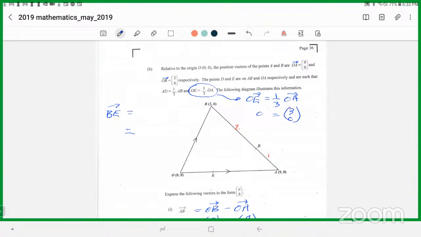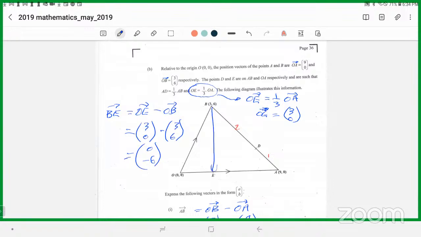So because I know OE, and I also know OB, because I know OB right here, I can use OE minus OB this time. O times the last minus O times the first, which becomes 3, 0 minus, and then the OB is 3, 6, which then becomes 0, -6, as I said. Comes straight down here, so -6. Go from B to E, it comes straight down by 6 units, based on what was happening in the first part of the question. So this is the answer right here.